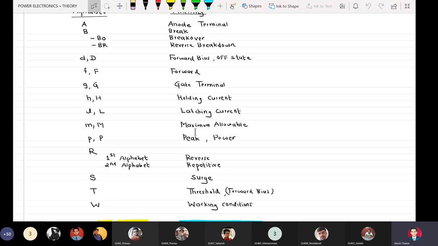wherein what is important is to understand the difference between how a conducting and a non-conducting device is indicated. So understand one thing, that the capital letter D is used for off state, even if it is forward biased. And T is used for forward bias but conducting state, so on state. So this thing should be very clear.